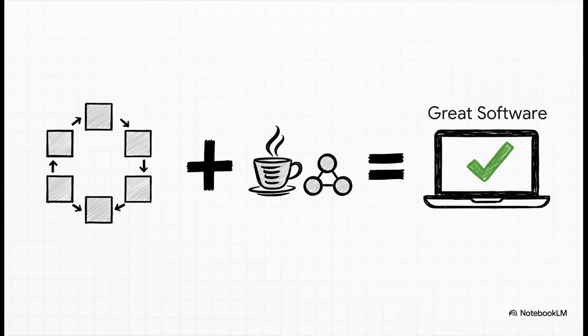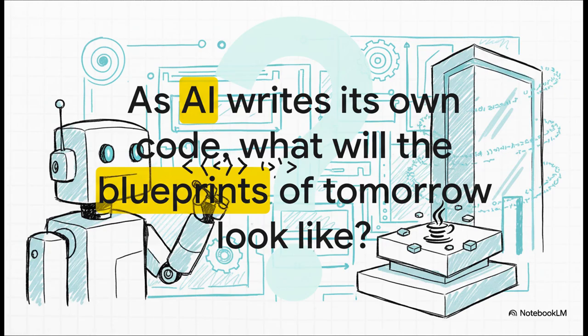And that leaves us with a pretty fascinating question for the future. For decades, software has been built on human logic and these very structured processes. But as AI gets better and better at writing its own code, you have to wonder, what will the blueprints of tomorrow even look like? Will we need them at all?